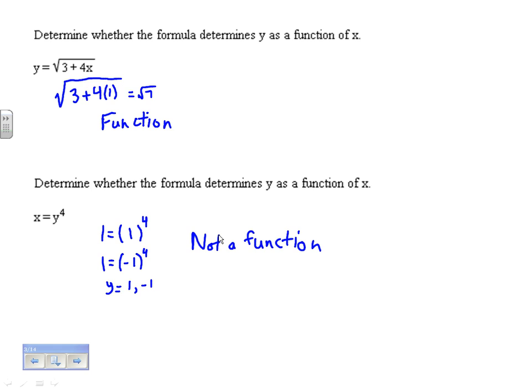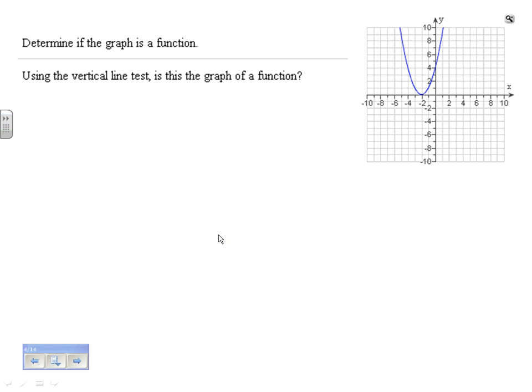Let's look at graphically now using the vertical line test. I have this graph over on the right side here that I want to know, is this a function? So I need to think about, if I drew a vertical line anywhere on this graph, how many times is that vertical line going to go through my graph? Well, it only goes through once. No matter where I draw that line, it's only going to go through my graph once. That means that it does pass the vertical line test, and since it passes it, it is a function.